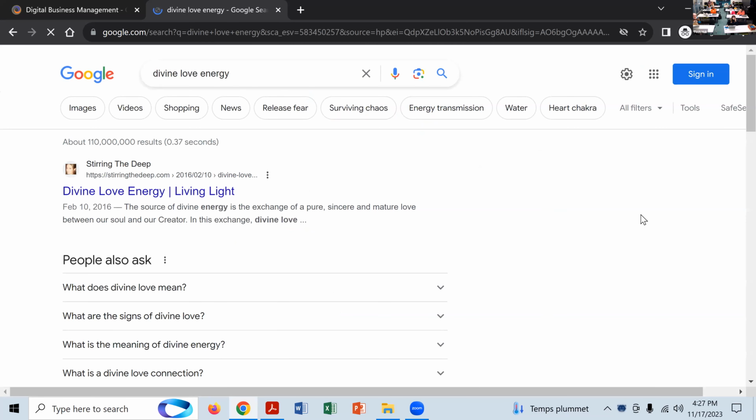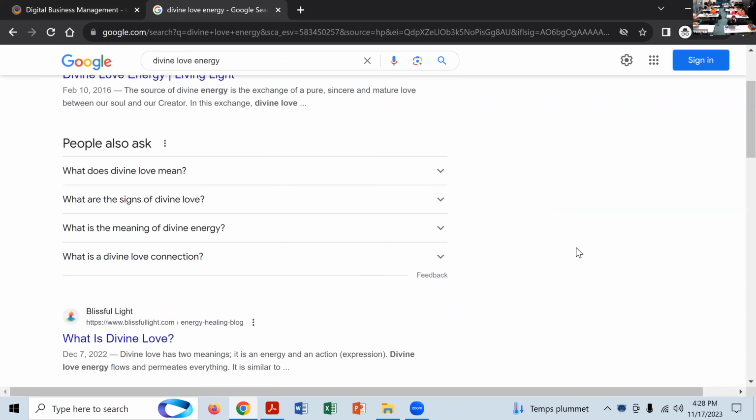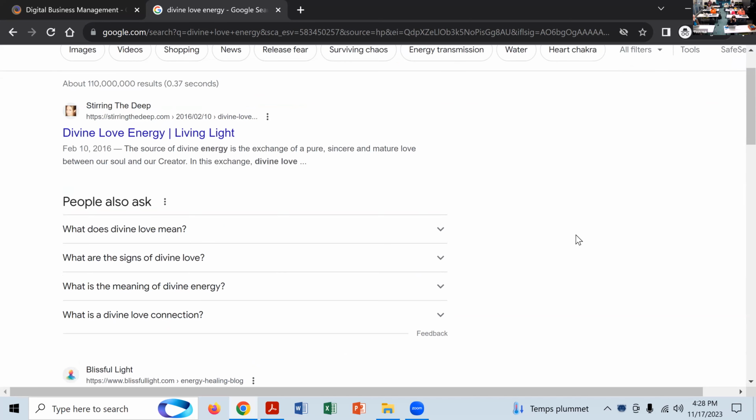and you search and you see, let me go to my next page because I'm on my slides. People also ask. These are questions that people put into the search engine. When it comes to the phrase divine love energy, people also ask, what does divine love mean? What are signs of divine love? What's the meaning of divine energy? What is a divine love connection? I can write down any of these questions.